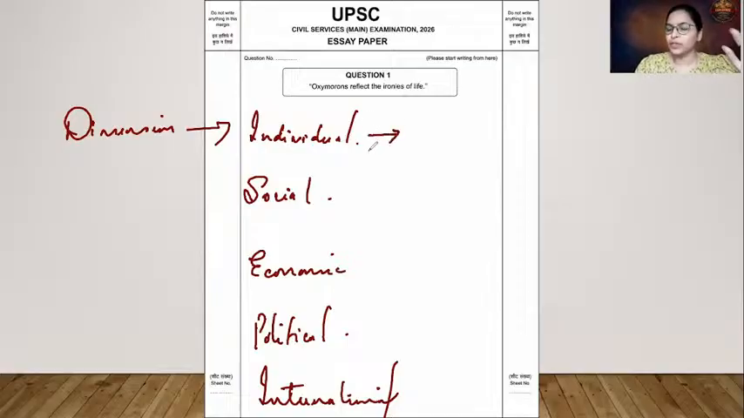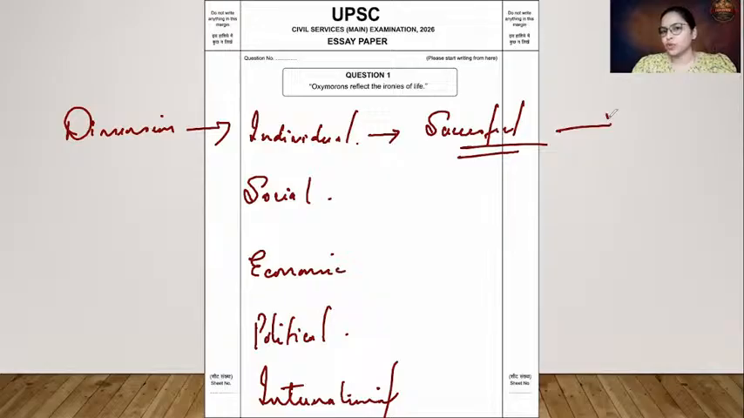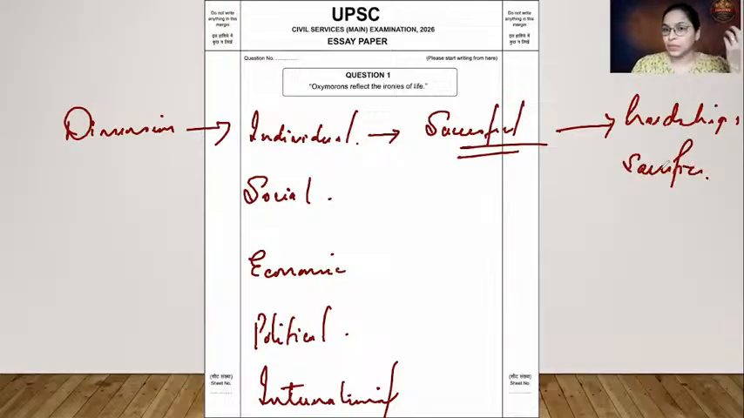So you can give an example of an individual personality where today he is very much successful, but this success came at the cost of lot of hardships, lot of sacrifices. Okay, so you can give example of Nelson Mandela. Nelson Mandela, people used to look at his success that, oh, he became the first president of South Africa. But what hardships he underwent, what sacrifices he had to do, that you need to comprehend.